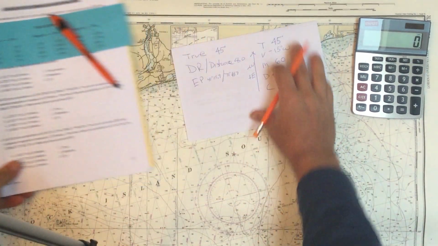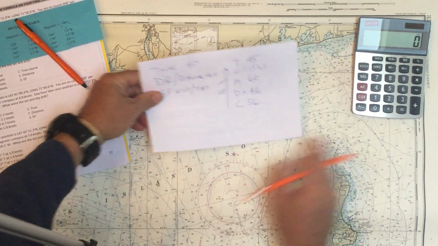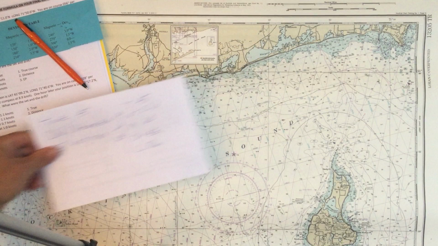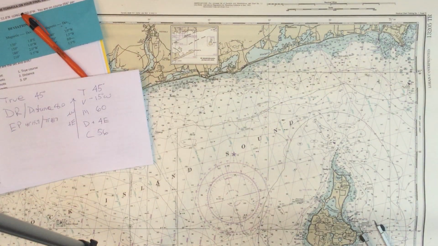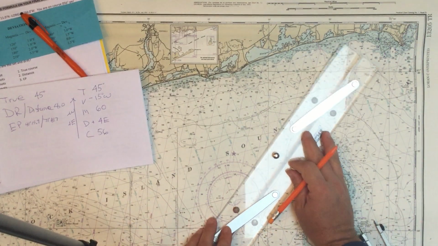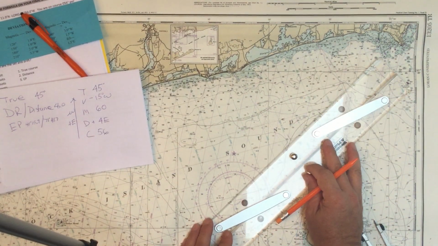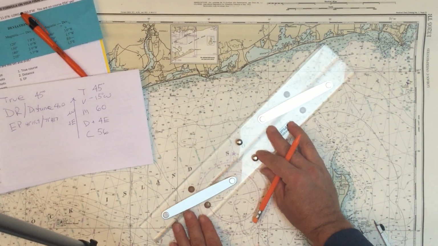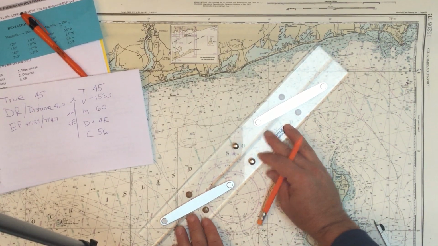And I'm on a true course of 45 degrees. So I'm going to find 45 degrees on the nearest compass rose. 45 degrees is right there. Let's see if I can get this.